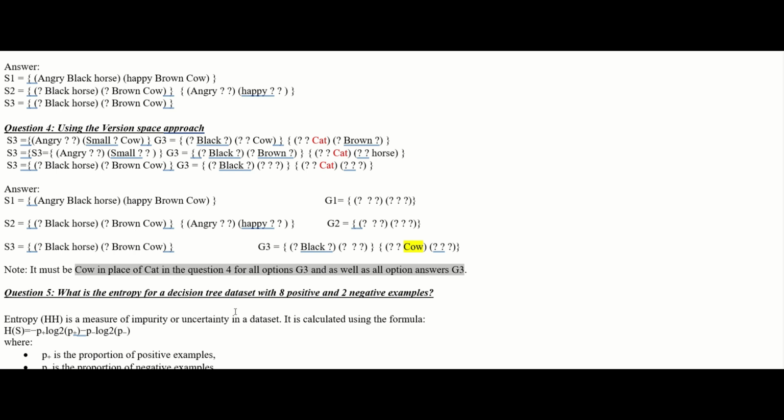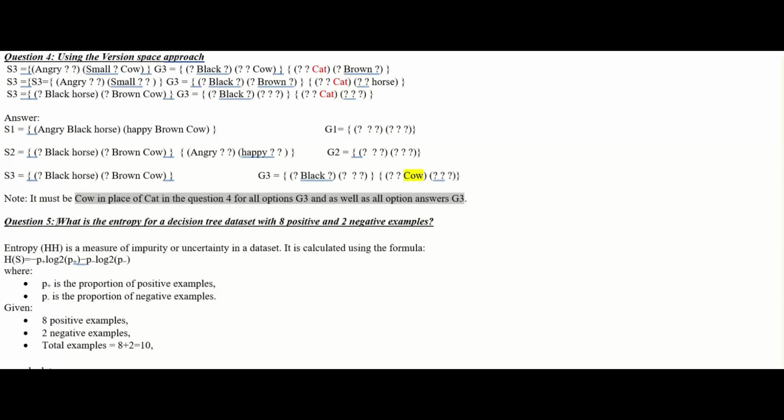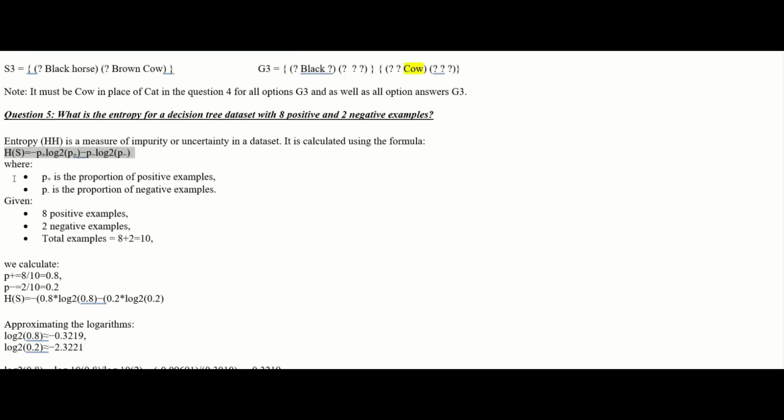Now question 5: what is the entropy for a decision tree dataset with 8 positive and 2 negative examples? This is a simple formula-based answer. P plus is the proportion of positive examples, P minus the proportion of negative examples. 8 positive examples, 2 negative examples, so the total is 8 plus 2, 10. So P plus is 8 by 10, 0.8, and P minus is 2 by 10, 0.2.